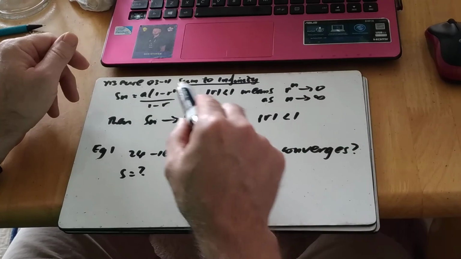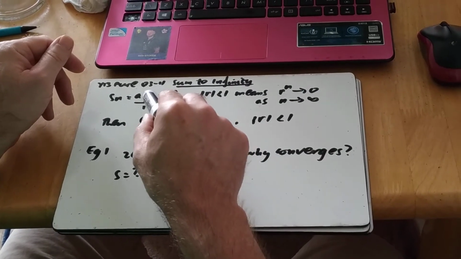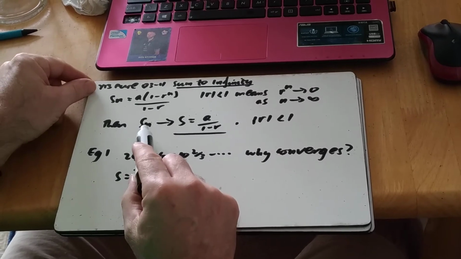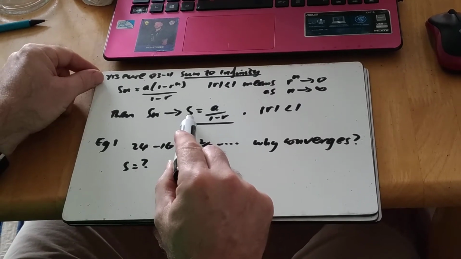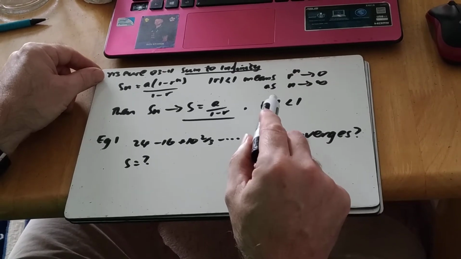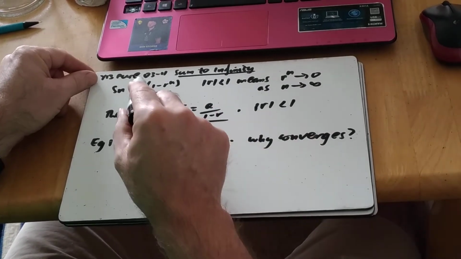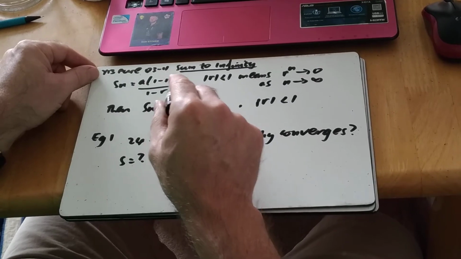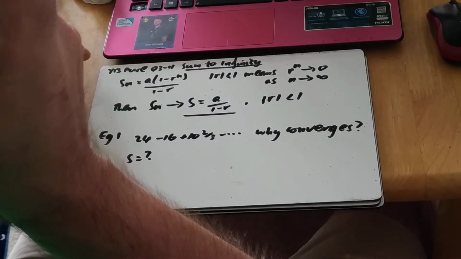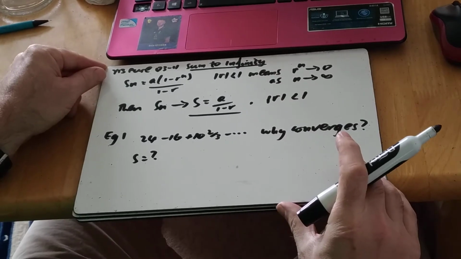And if that tends towards 0, all we're left with on the top is just a times 1, which is a. So instead of Sn, we write S, short for sum to infinity, equals a over 1 minus r. And it has to be, specifically, mod r is less than 1. So it has to be this way around. R to the n tends towards 0, we're left with this formula here. So let's have a look at a couple of examples of how it applies then.